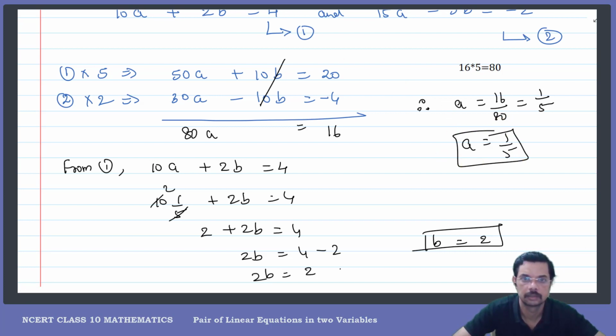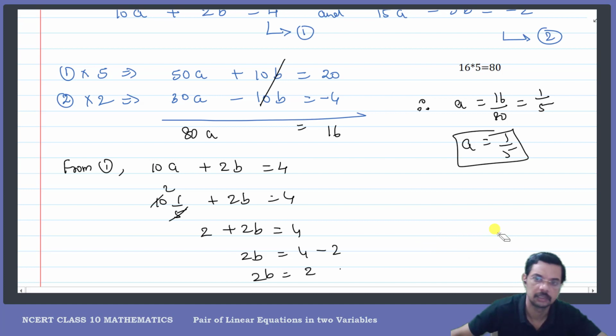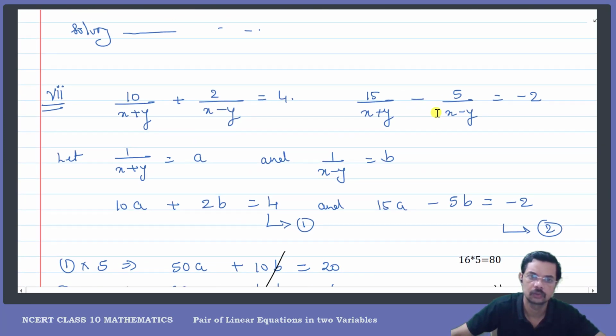Can you correct? B is equal to 1. Okay. Is everything okay? Seems to be okay. A is equal to 1 by 5. So I get 2 here, then 2b plus 4. Yes, everything is okay. So therefore, let us go back to our assumption.